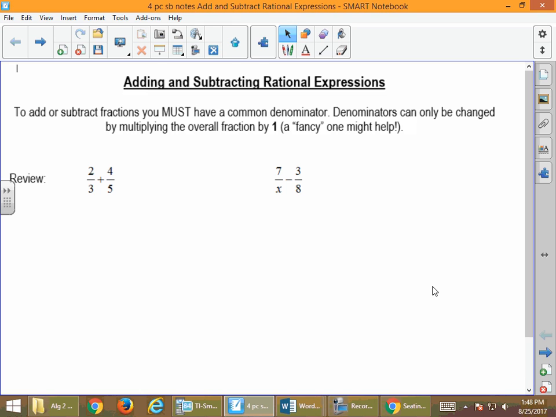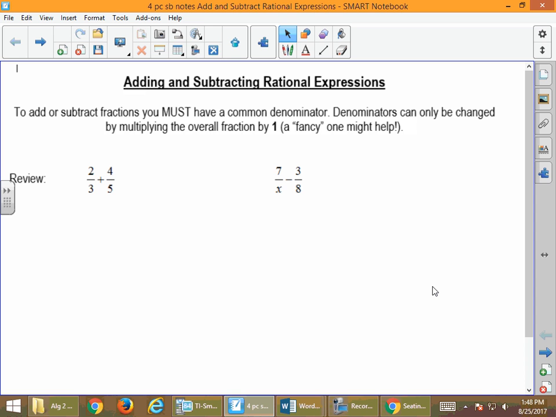Today we're going to add and subtract fractions. And actually, if you look at the title of it, it says rational expressions. Remember that a rational expression is any number that can be written as a fraction. And the thing that we're really going to work with is expressions.